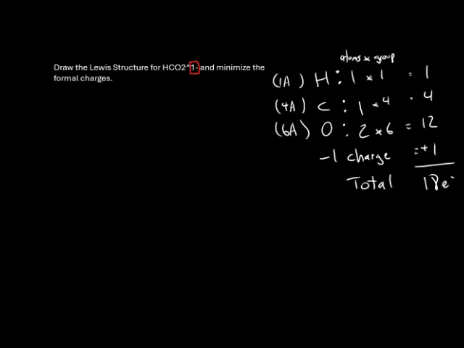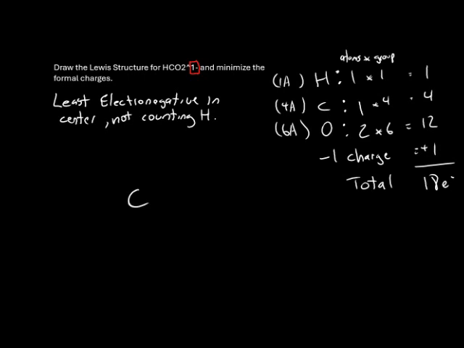Now we'll begin drawing our structure by putting the least electronegative atom in the center, not counting hydrogen. Hydrogen in this class will never be the central atom. We'll put carbon in the middle, and then an H and two oxygens. This will be the beginning of our structure. Now we're going to have to bond each of these atoms to carbon. We'll connect hydrogen to carbon and both oxygens to carbon, and we've drawn 3 bonds.